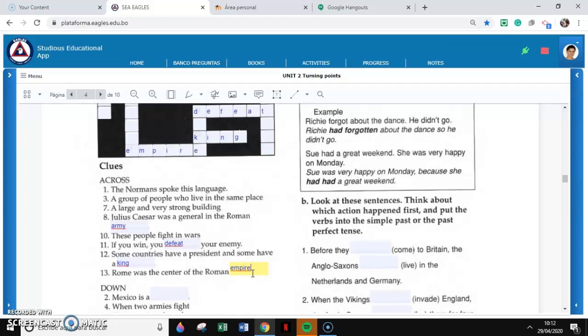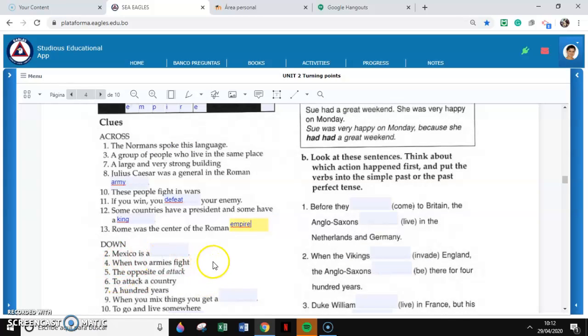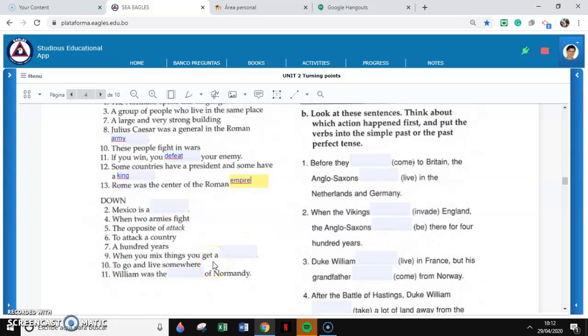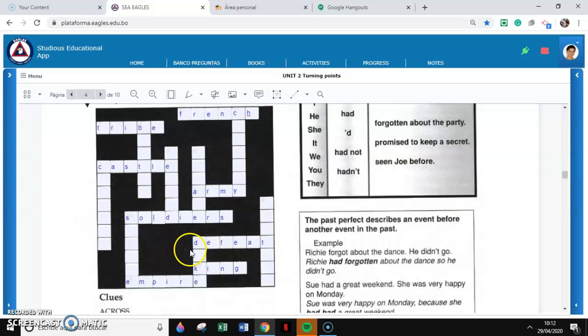So now I would like you to please complete the down clues. And for that, if you want some help, you can go and read The Invaders, the reading in the American Outline book. So you can just have a quick read and then come back here to complete the down clues for the crossword puzzle.